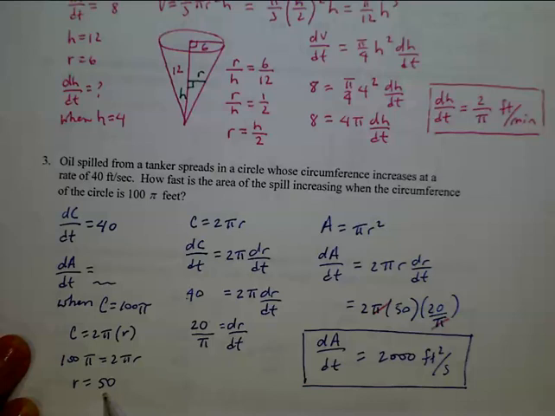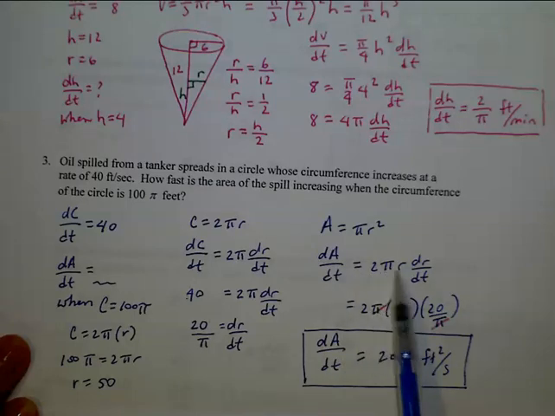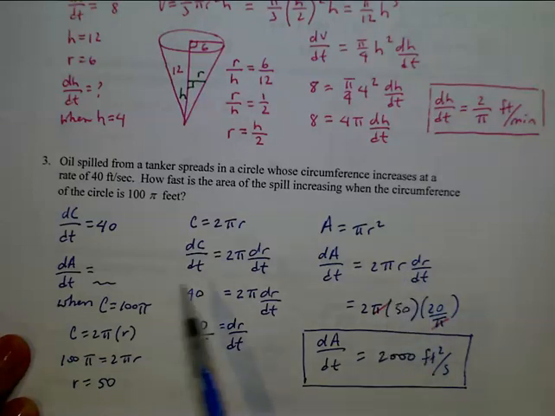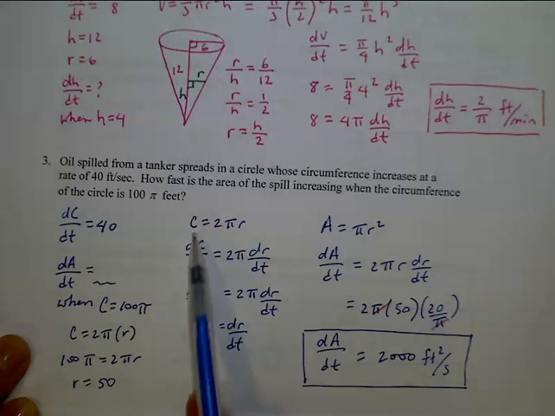Okay, so I want to find the area, and so the area formula for a circle is pi r squared. So if I take the derivative of area with respect to time, I get dA/dt is equal to 2 pi r dr/dt. Now I don't have a dr/dt, but I do know the circumference formula, and I do have the circumference rate.